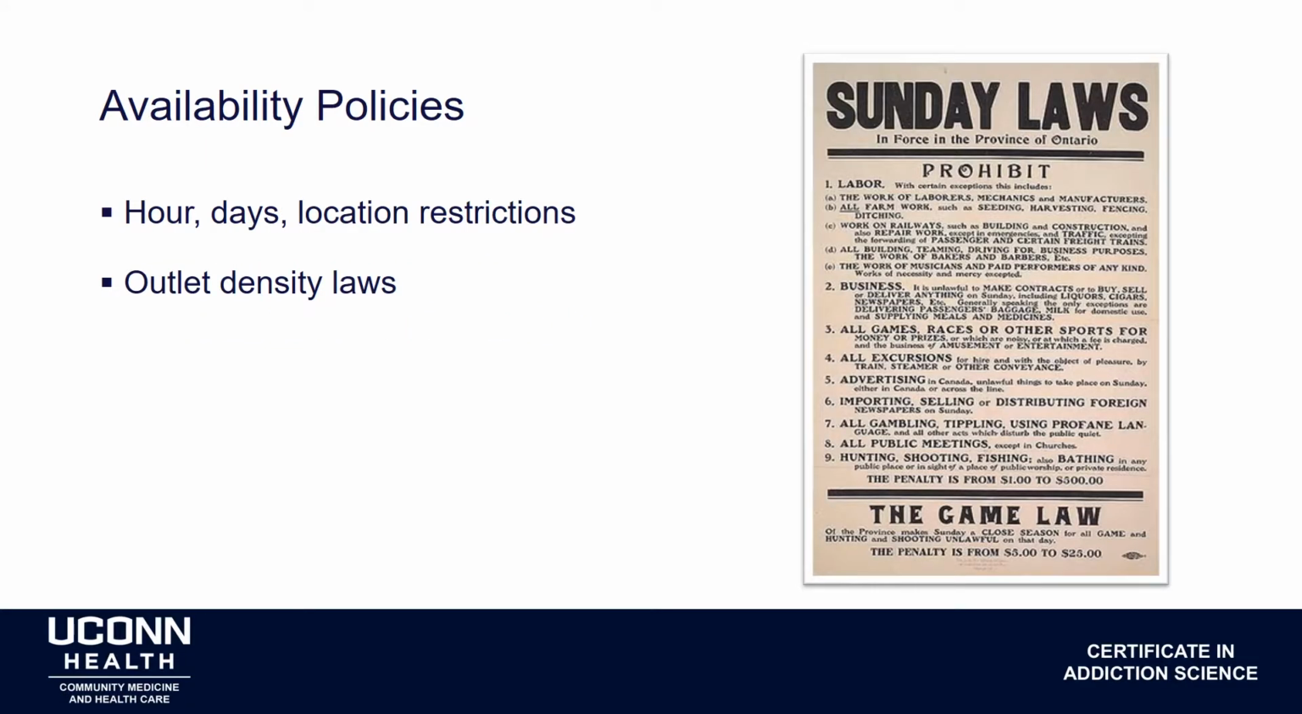Availability policies focus on the hours and days that alcohol can be sold. It also focuses on location, so where alcohol can be sold, as well as density. So if there's a way to limit the number of alcohol outlets, whether on-premise outlets or off-premise outlets in a neighborhood, all of those could be used to reduce alcohol consumption and the negative consequences of alcohol consumption.